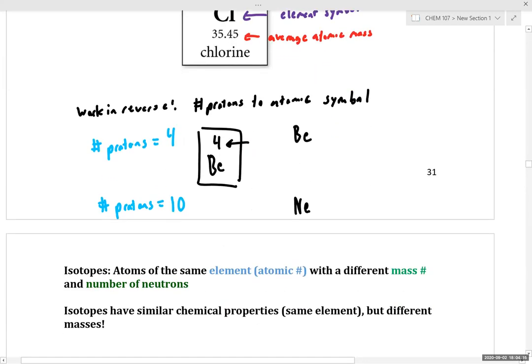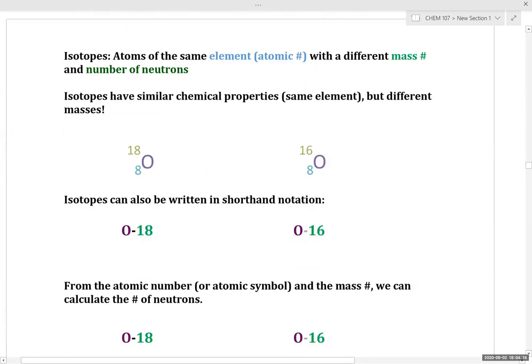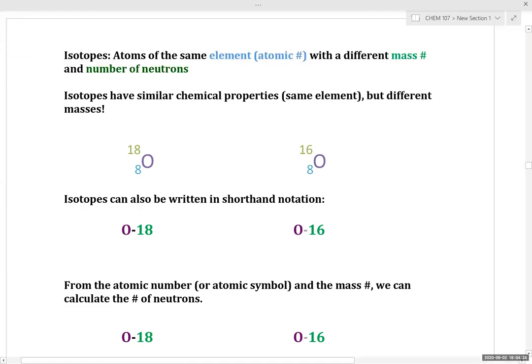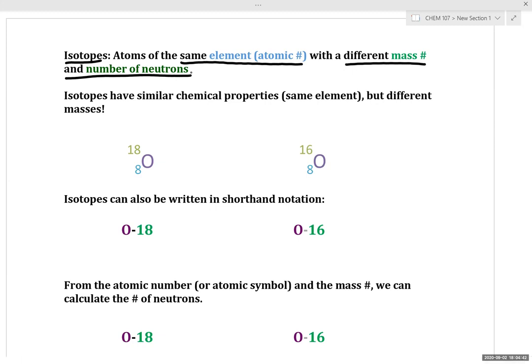If not, let's keep going and let's talk about our mass number now. So there's one set of atoms that we need to talk about. They're called isotopes. These are atoms of the same element, same atomic number, with a different mass number and a different number of neutrons. So isotopes, same element, different mass.